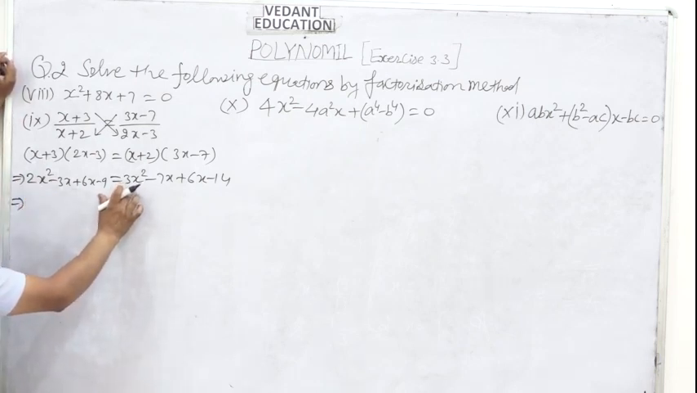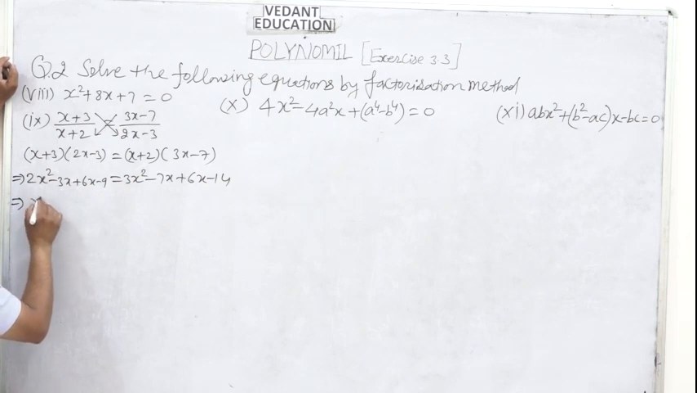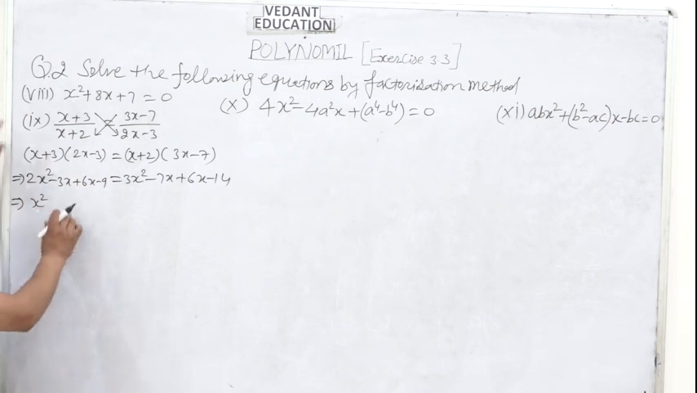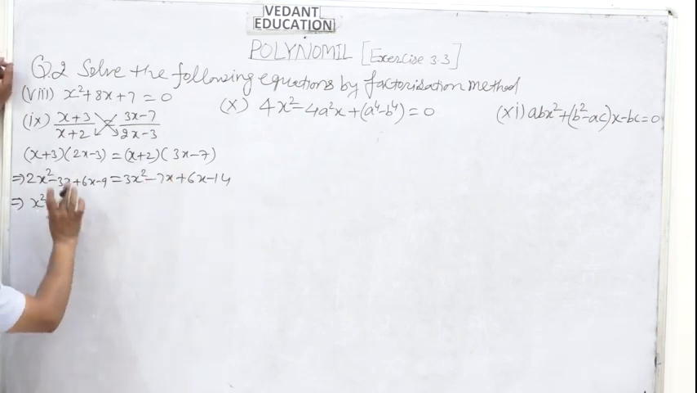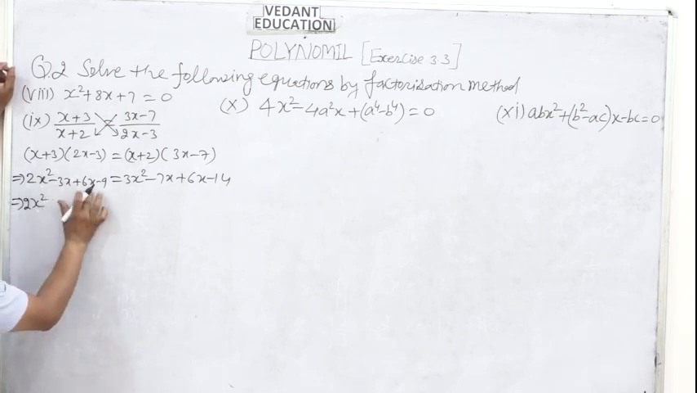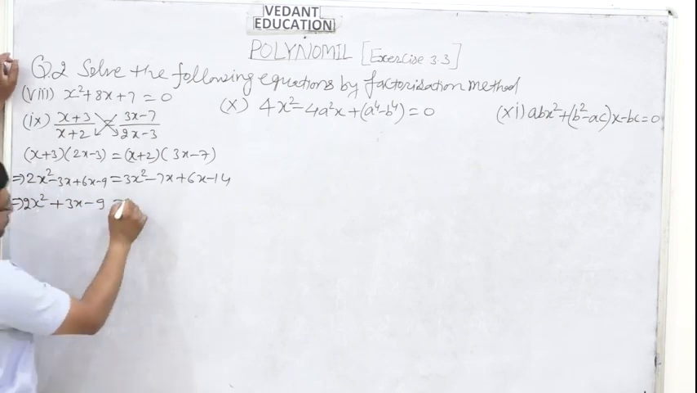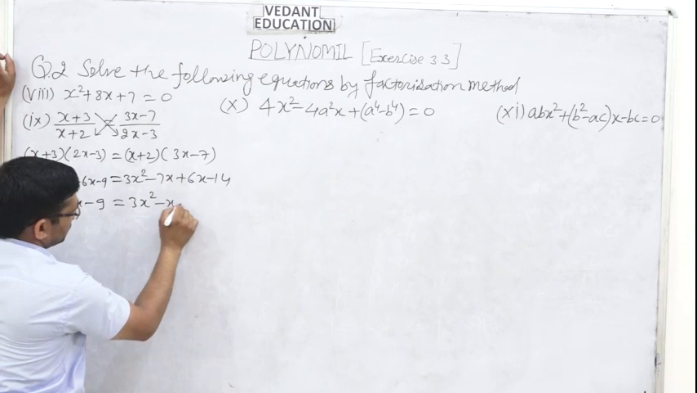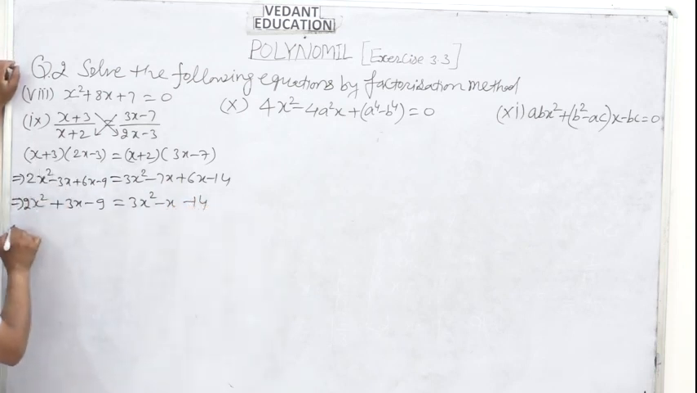Now the complete left hand side we are taking to the right hand side and simplifying. So 3x square minus 2x square, that is x square. Okay, first we solve only the left hand side: 2x square minus 3x plus 6x, that is plus 3x minus 9 is equal to 3x square minus 7x plus 6x, that is minus x minus 14.